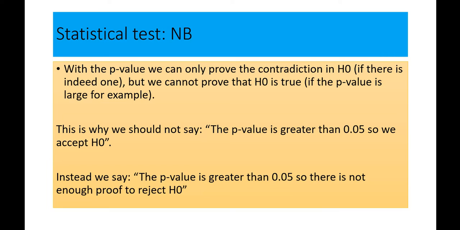So if the p-value is greater than 0.05, you should not say that we accept H0. You should not say that the weight mean of the population is 62.3 kilograms. What you should say is that there is not enough proof to reject H0, okay? I know that for a lot of us, we will say in our mind that, okay, we accept H0. But on the paper, on the report, on the research or the work that you're doing, just say there is not enough proof to reject H0.